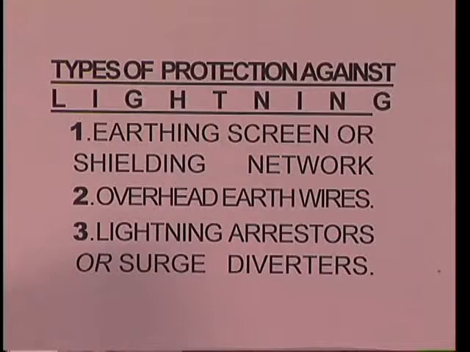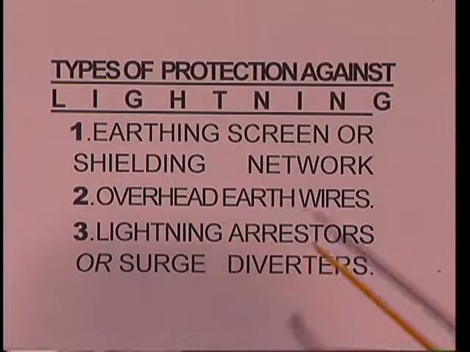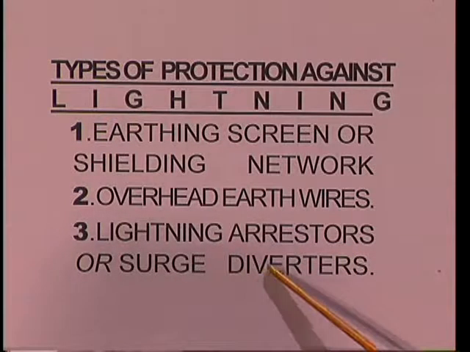Third one is lightning arrestors or surge diverters. These are used for the protection of the generating substation or substation equipment against travelling waves. So these are the protection methods applied according to the occurrences of the lightning.